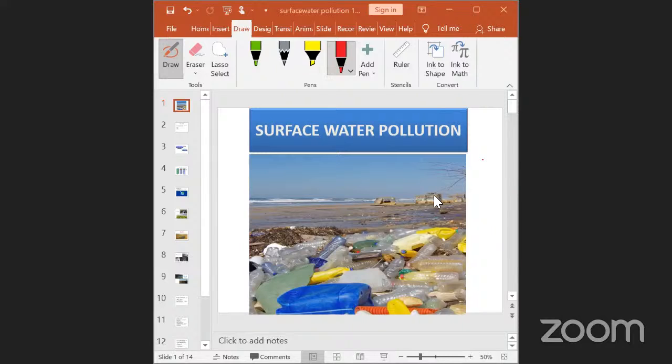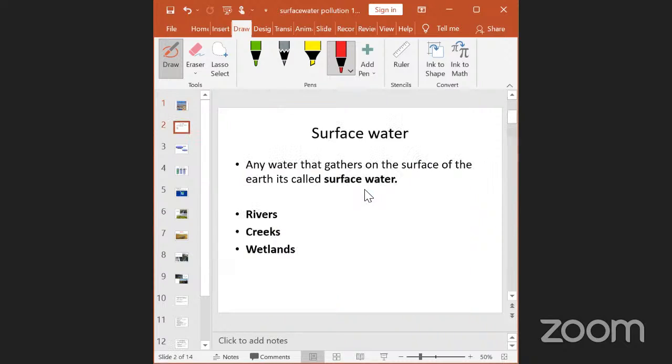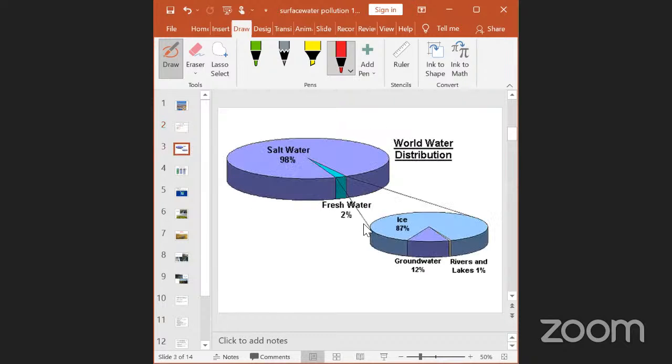Groundwater seeps into the ground and passes through the water table. And surface water is water that gathers on the surface of the earth. Surface water is water located on top of the earth's surface, such as rivers, creeks, and also wetlands. This may also be referred to as blue water, right?